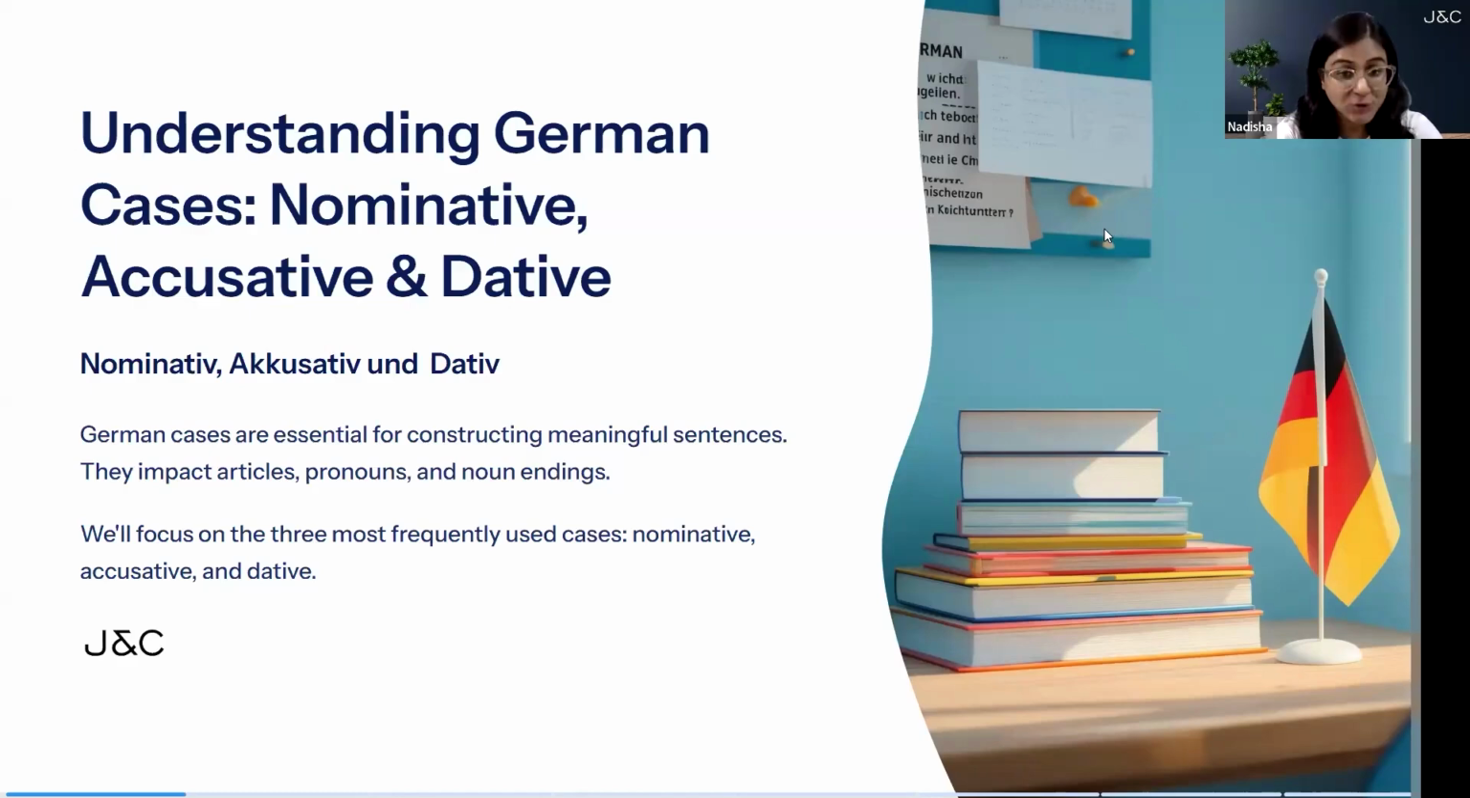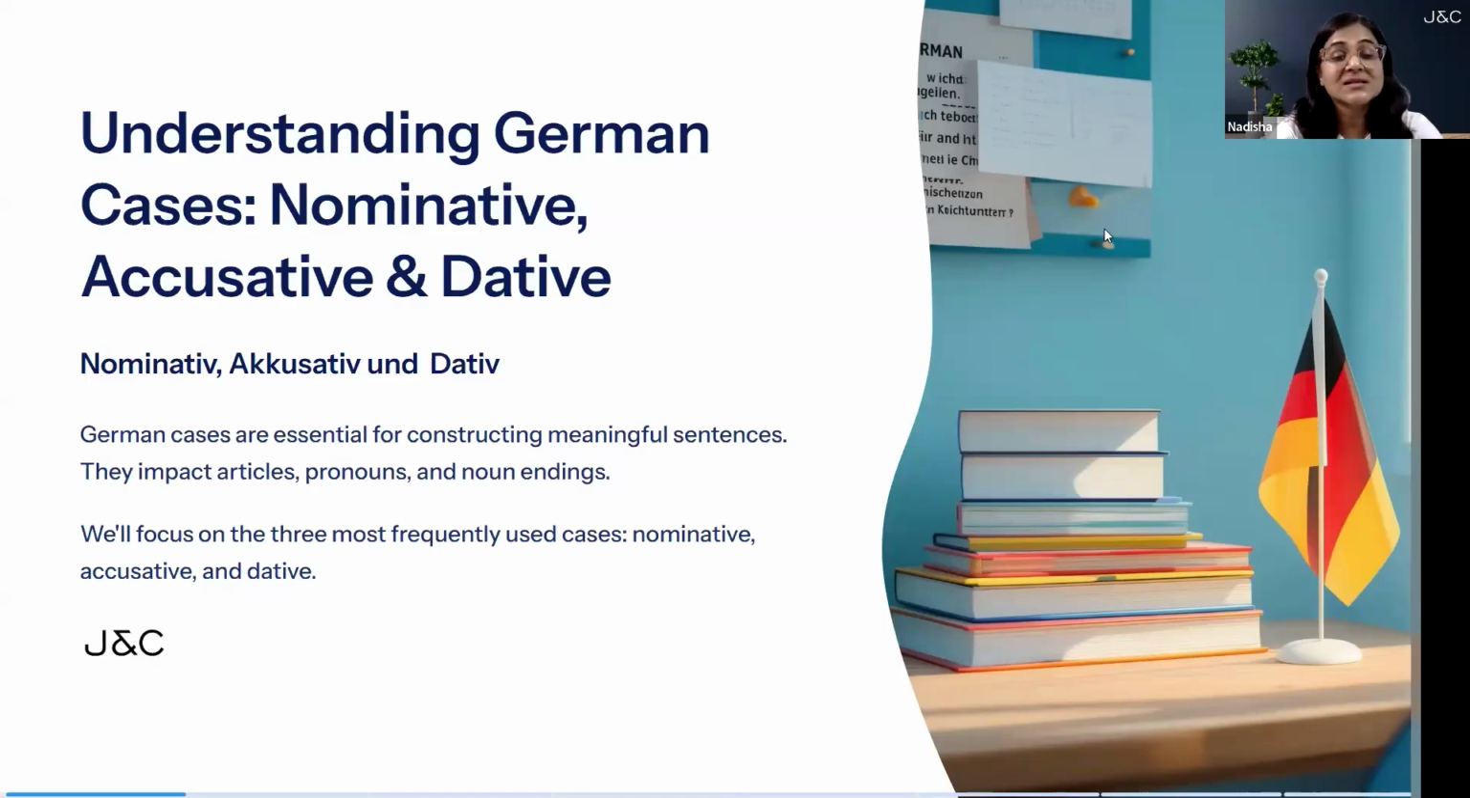Accusative is the direct object, what is being affected, and dative is to whom or for whom. An example is: der Mann gibt dem Kind einen Ball. Here, the man is the subject, Ball is the direct object, and Kind is the indirect object.